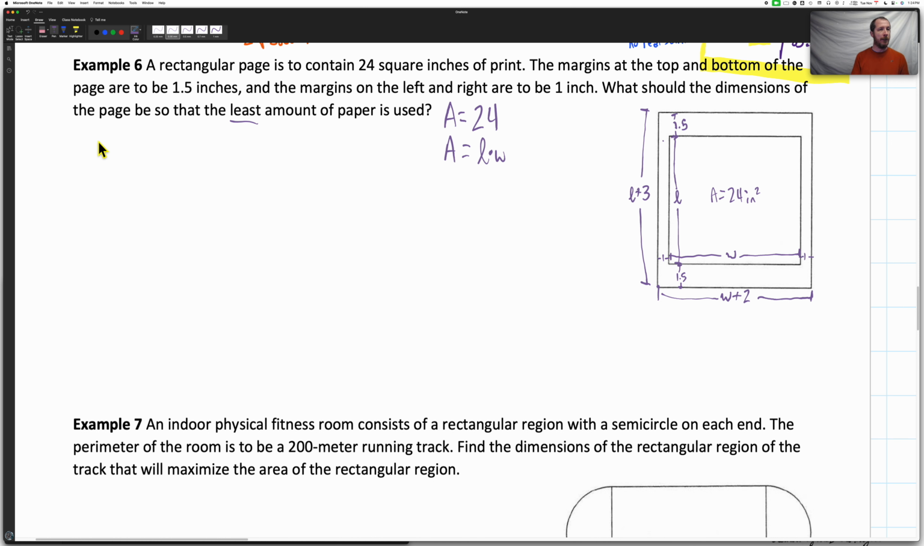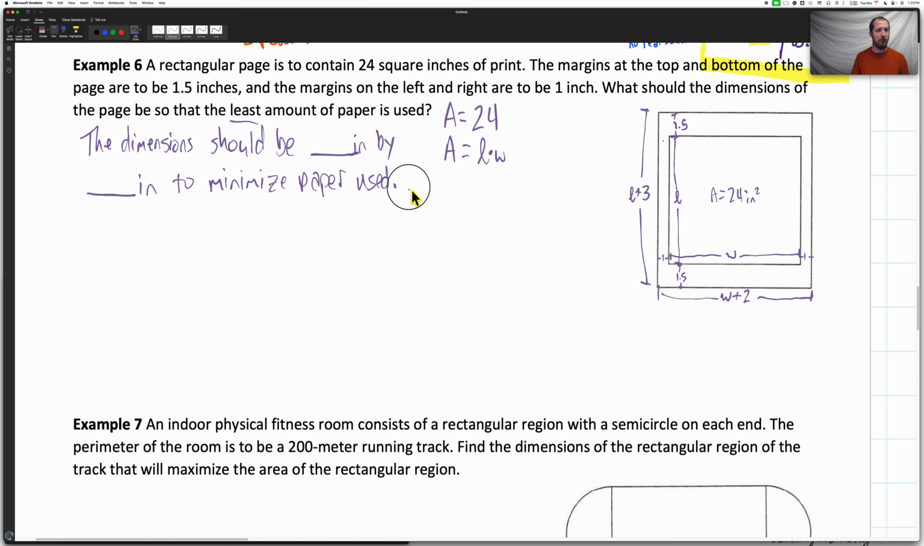All right, so I'm going to state our final answer. The dimensions should be blank, that's going to be in inches, by blank in inches, to minimize paper used. Okay, there's where my final answer is going to live.